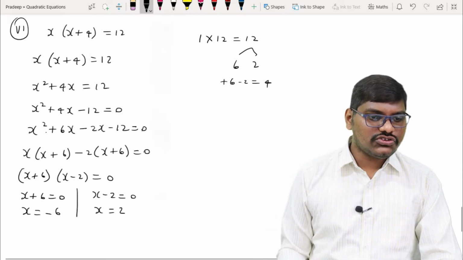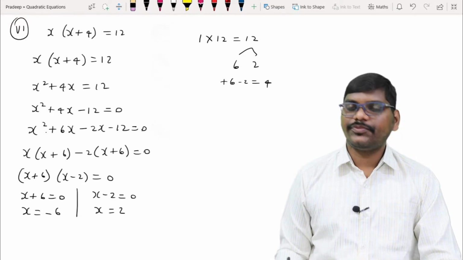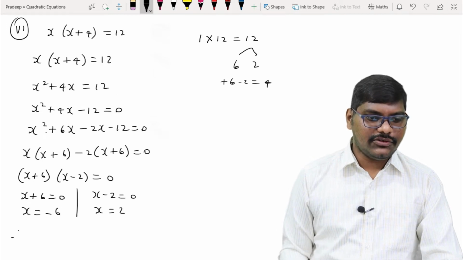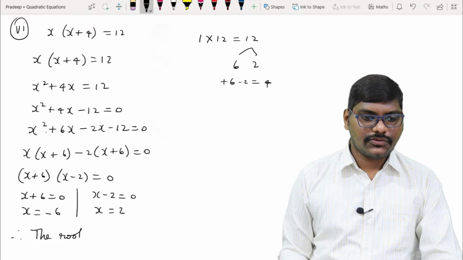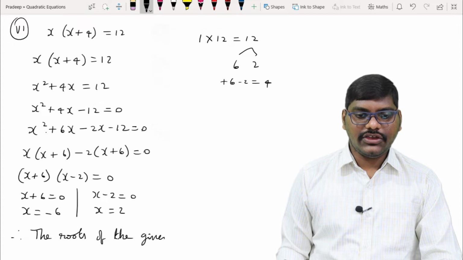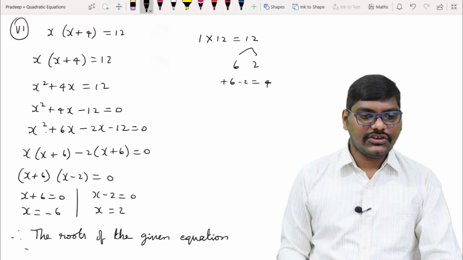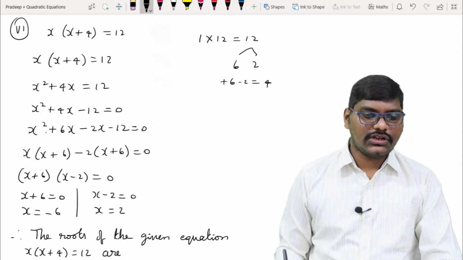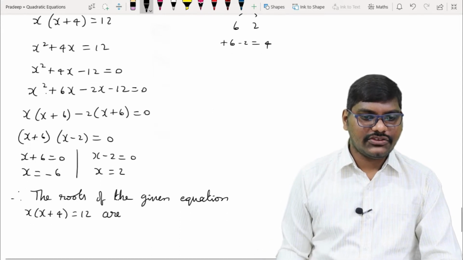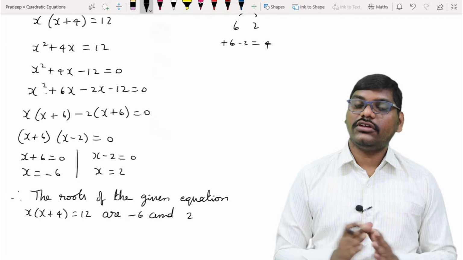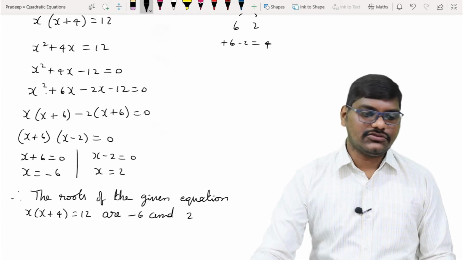We got the roots as x equal to minus 6 and x equal to 2. So these are the two factors for the given quadratic equation. We'll write the conclusion. So I can write here, therefore the roots of the given equation. So what is the given equation? That is x into x plus 4 equal to 12, and what are the roots we got? That is minus 6 and 2, right? So these are the roots which we got for this particular equation. Let's see the next one also.